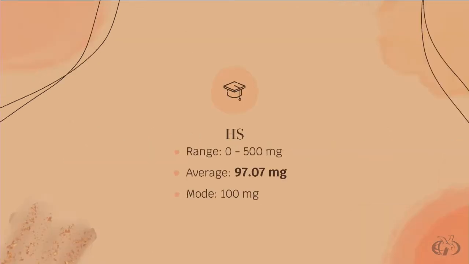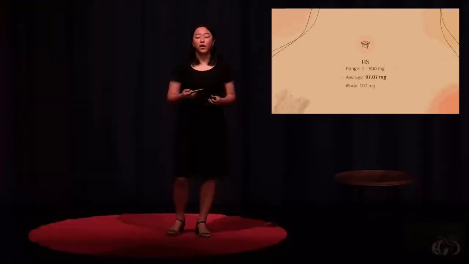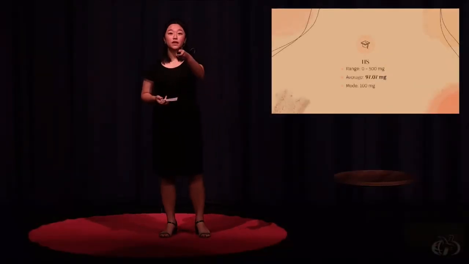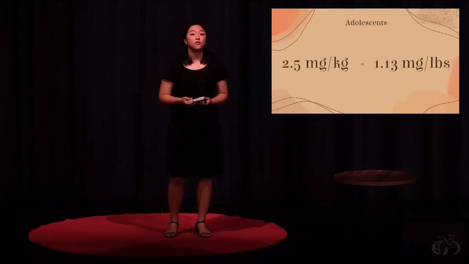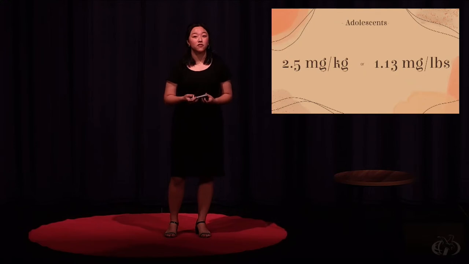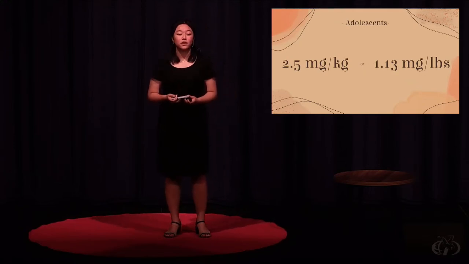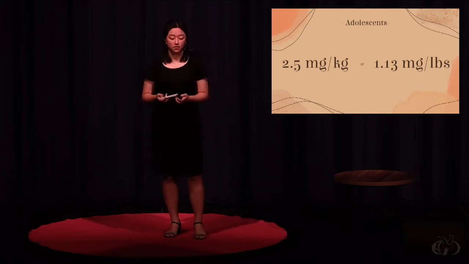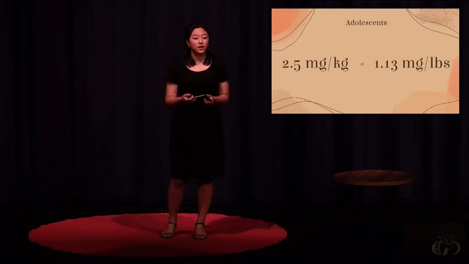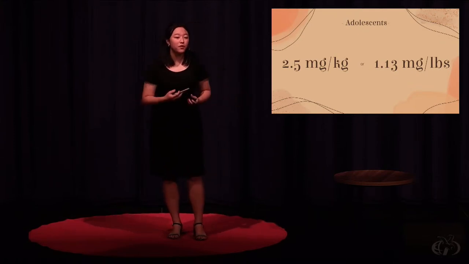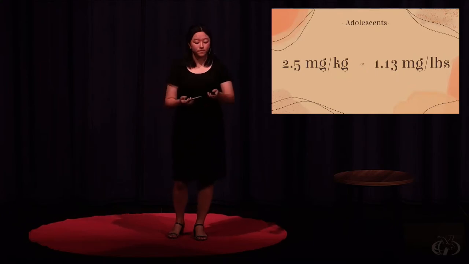This is actually a relatively conservative estimate. That is, unless you weigh less than 40 kilograms; if not, that is your actual threshold. According to the AAP, otherwise known as the American Academy of Pediatrics, adolescents should not consume more than 2.5 milligrams per kg, or if you work in the customary system, that is 1.13 milligrams per pound. That means you can take your weight in kg, multiply it by 2.5, and then ta-da, you have your very own personalized safe consumption threshold.